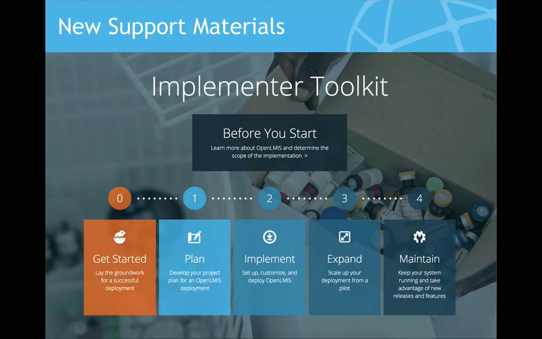The OpenLMIS community has also released the first iteration of an implementer toolkit, which has resources for countries to both contribute to and reference when thinking about or planning to implement an electronic LMIS. The toolkit has been developed by a consortium of partners like ONA, PATH, JSI, VillageReach, CHAI, BAO Systems, and more, who are available to support implementations in a variety of countries.